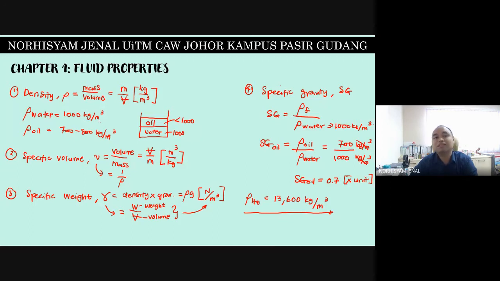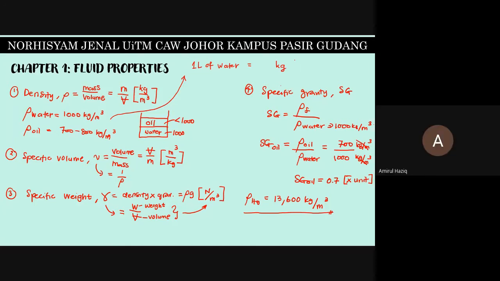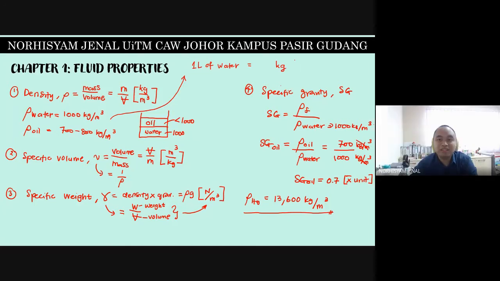All right. Okay, so looking at that, I just want to know, if you have water as 1,000 kilogram per meter cube, what is the weight of 1 liter of water, or the mass of it in kilogram? Anyone can answer? Can you repeat, sir? What is the mass of 1 liter of water in kilograms?